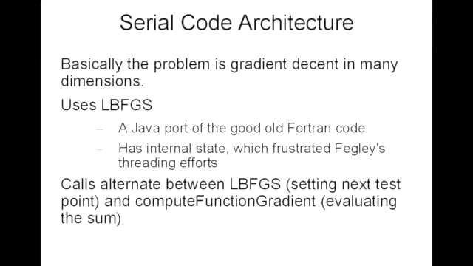And Fegley had tried a parallel implementation where he ran these five round-robin cases at the same time, and he could never get it to work. It turned out the reason for that was he was using LBFGS, and LBFGS was using this fixed internal state, which was tromping itself from one thread to the next.